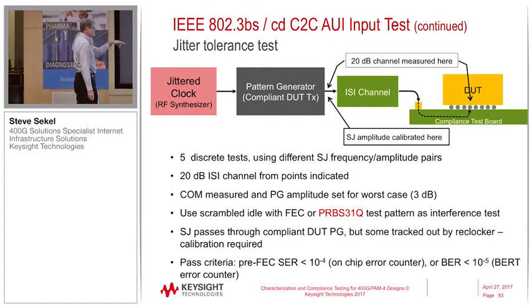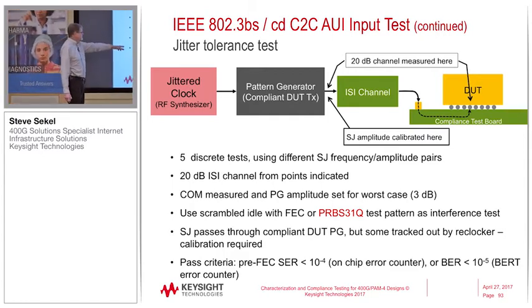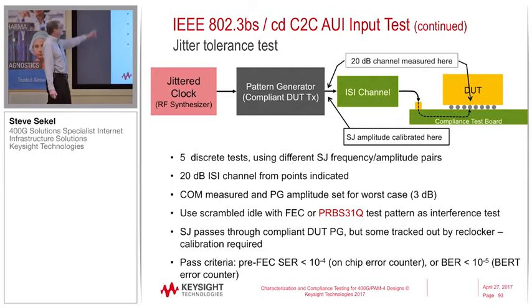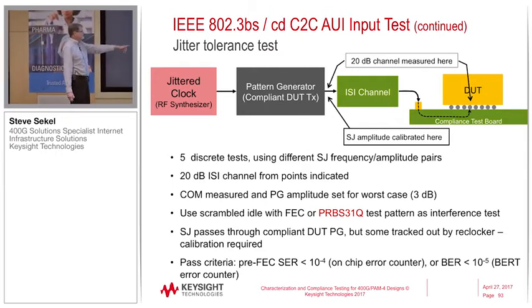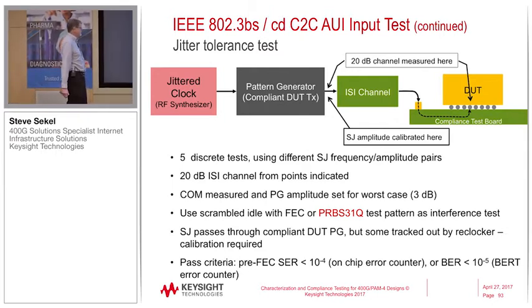And the reason you'll see that is you have this problem with the SJ passing through the compliant DUT. You're going to get some jitter tracking by the PLL in the reclocker.